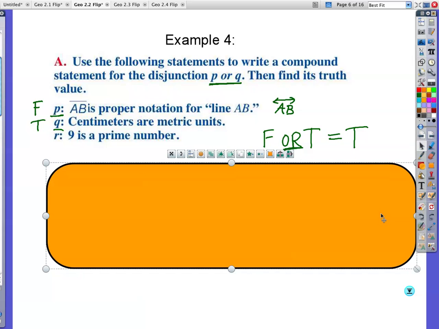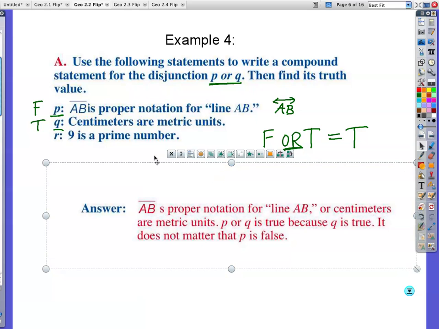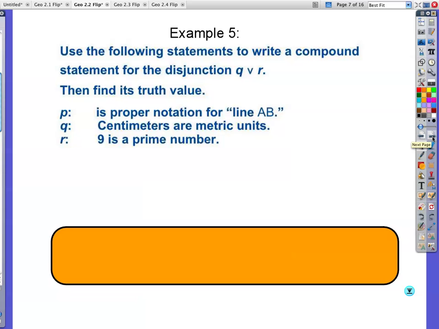All right, let's see. Oh, yay. Segment AB is proper notation for line AB, or centimeters are metric units. P or Q is true, because Q is true. It does not matter that P is false. Bizarre, isn't it?